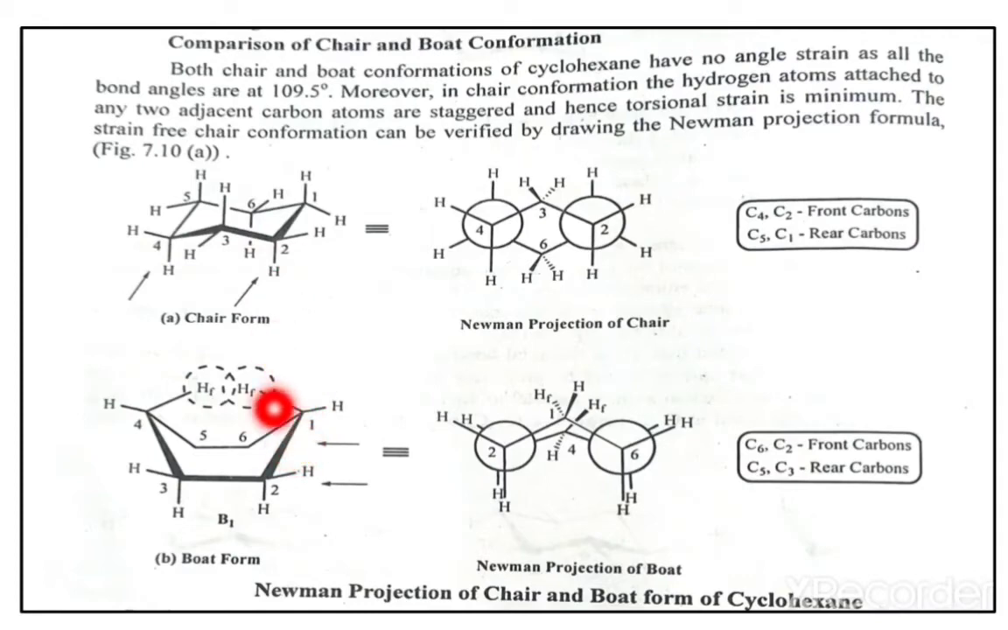If we discuss which is more stable, whether the chair is more stable or the boat is more stable, the answer to that question is simple: the chair conformation is more stable than the boat conformation. Why? Because in the boat conformation there is the presence of flagpole hydrogen interaction, having energy of about 7 kilocalorie per mole, and such a flagpole hydrogen interaction is absent in the chair conformation. That's why the chair conformation is more stable than the boat conformation.